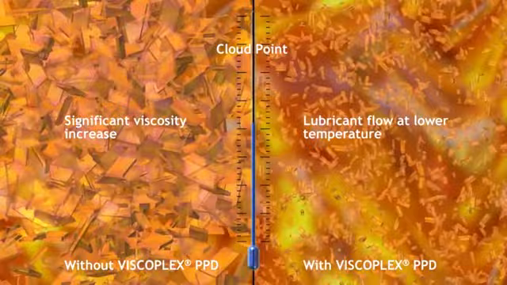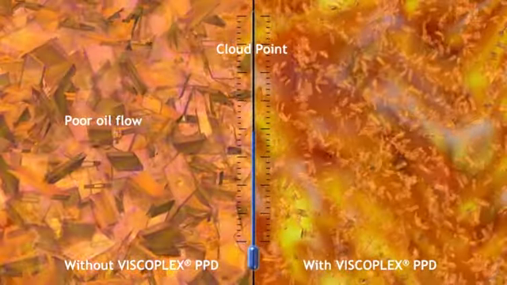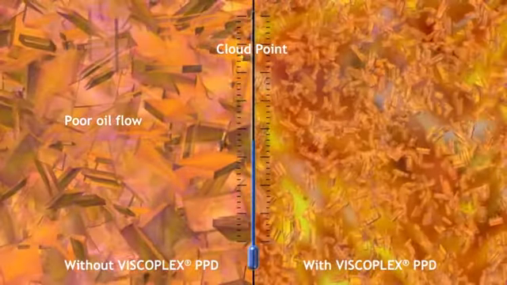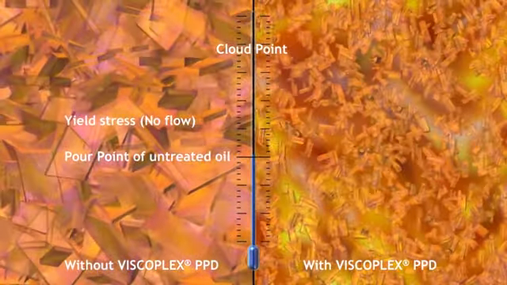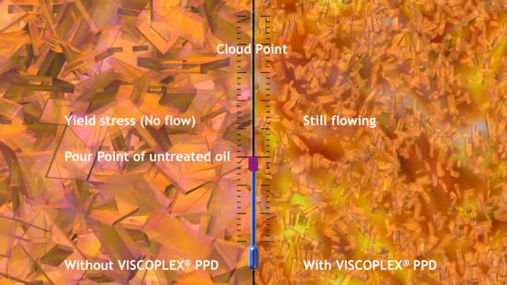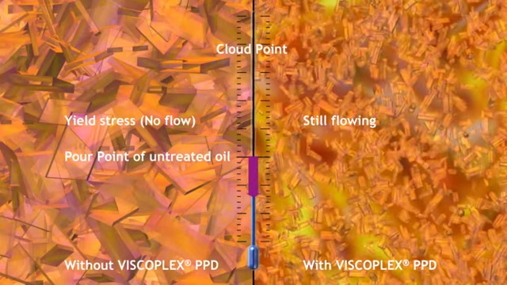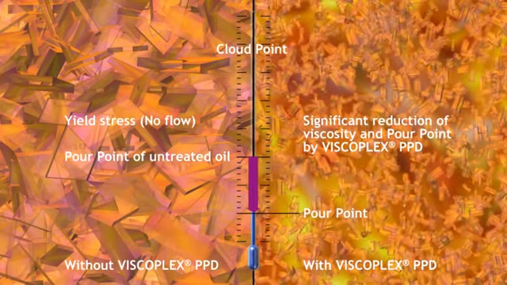As the temperature continues to decrease, especially at a slow cooling rate, bigger wax crystals in the untreated oil are trapping oil within their network structures, and this ultimately leads to a phenomenon known as yield stress. On the right, in the treated oil, Viscoplex PPDs co-crystallize along with the wax molecules present in the oil, limiting the size of the wax crystals and maintaining adequate oil fluidity.